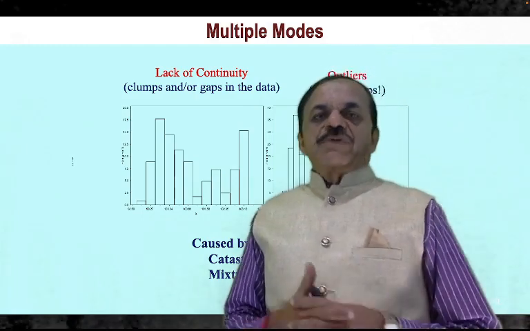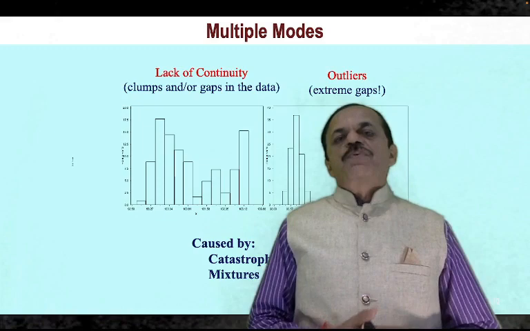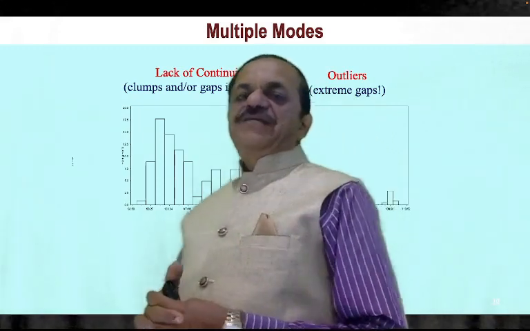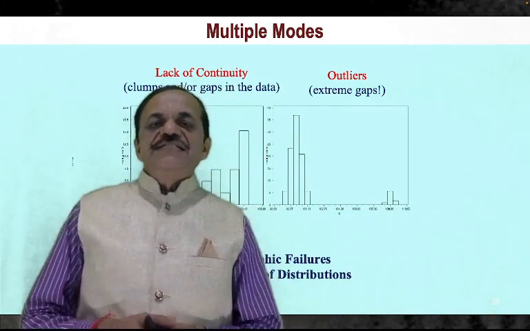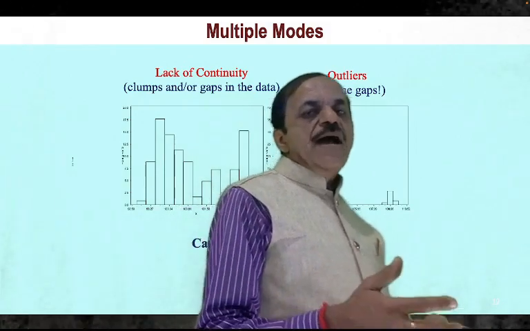Means to say the process is having lack of continuity, which is very dangerous. A good process should have single peak only. Also in the second picture, you see one set of pillars on the left side, away from that, the second set of pillars. That means there are outliers. This is also an example of a very bad process.